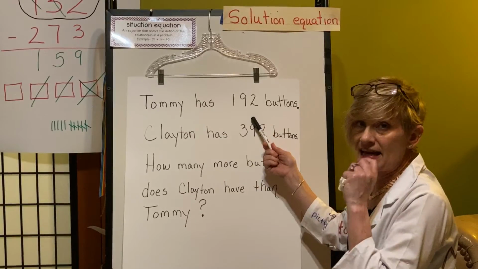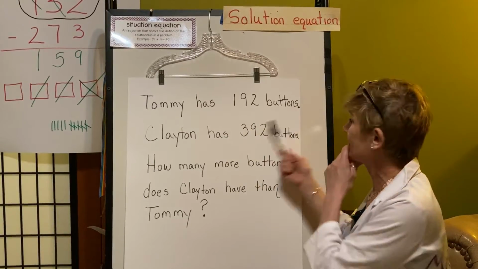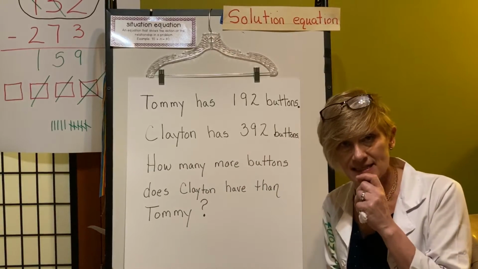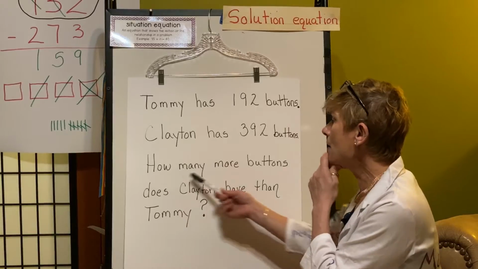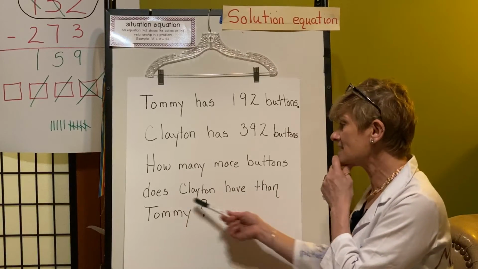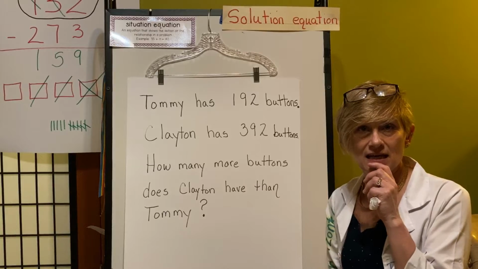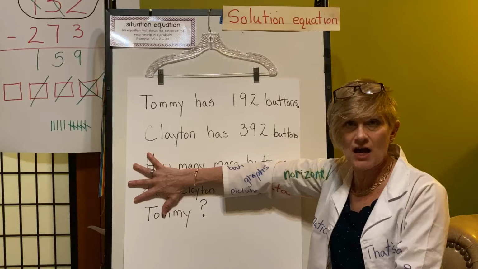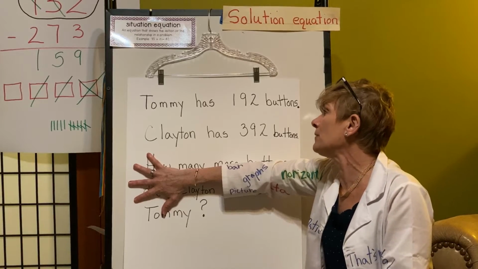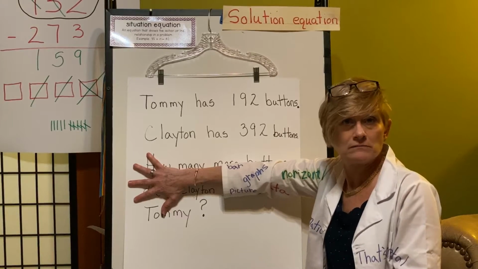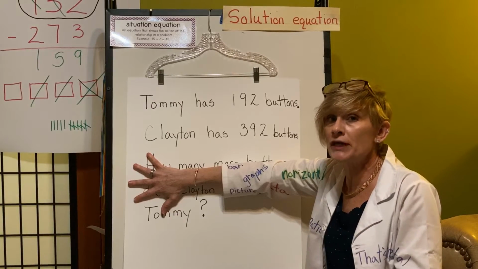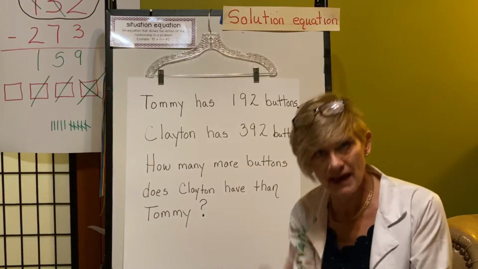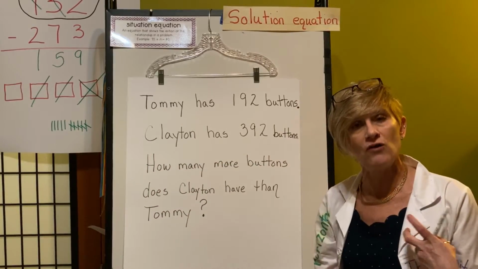Tommy has 192 buttons. Clayton has 392 buttons. How many more buttons does Clayton have than Tommy? Now, a lot of times when we see things like this, before the question comes, boys and girls will be like, oh, they want me to put these numbers together. They want the total. Sometimes we're not looking for the total. We're looking at instead comparing them. We're looking for the more or the fewer.